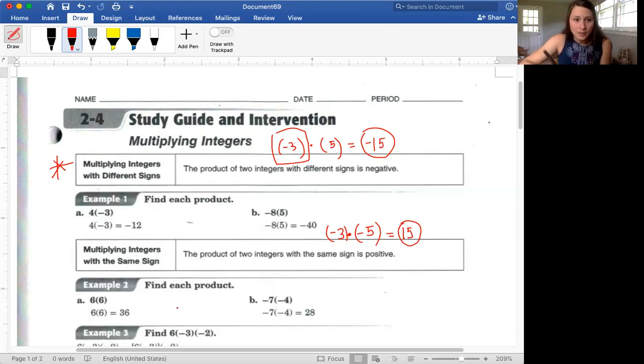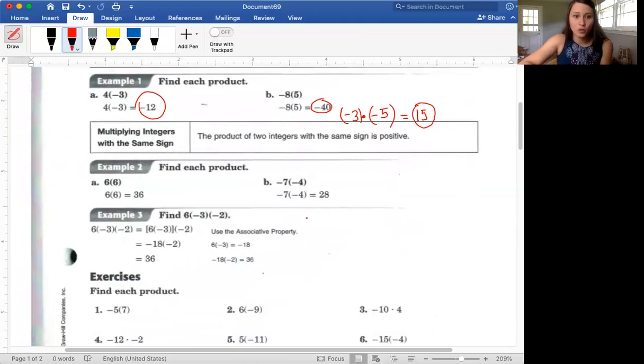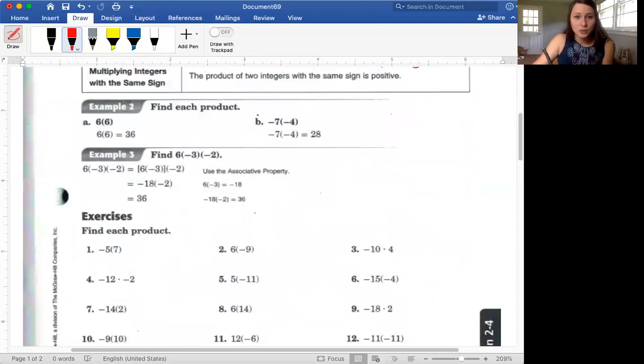Okay, so there's some examples here where you've got a +4 times a -3, that equals -12. And then you've got -8 times +5, still just one negative in your numbers, and so your answer is -40. For example 2 here, we've got 6 times 6, which are both positive, and it's the same sign. That's 36. And then you've got a -7 times a -4. Two negatives coming together and making a positive. So the answer is 28.